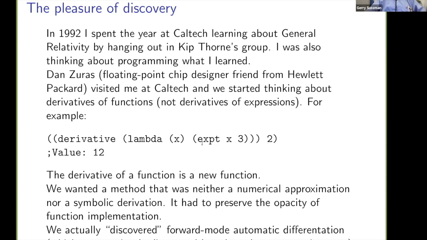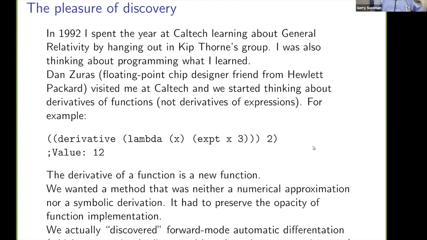So the derivative is itself a new function. I want to be careful that this is not the same thing as a derivative with respect to x, because x doesn't matter. The derivative of sine is cosine. The derivative of cosine is minus sine. It's not that as a function. The derivative of a function is a new function.